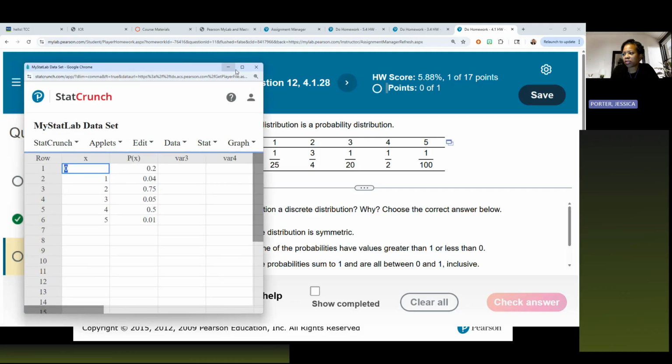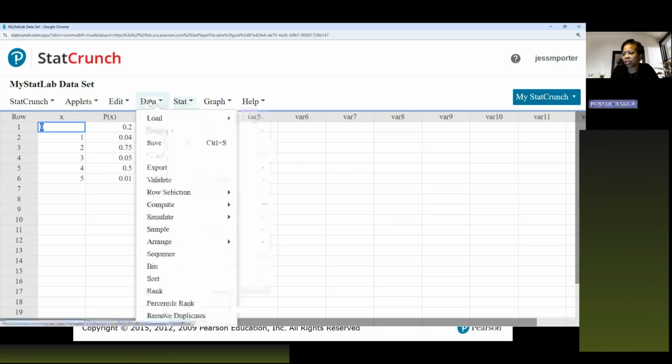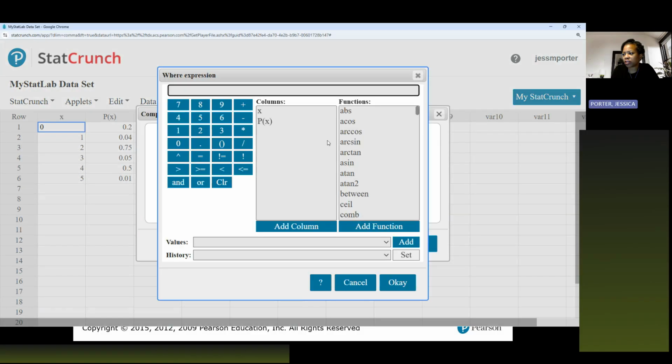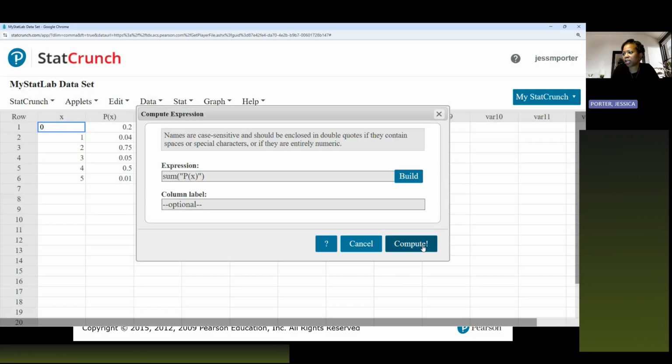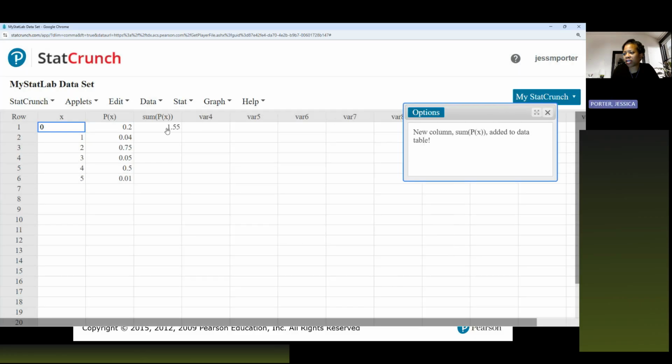And if you didn't want to add those together yourself, you can go to compute an expression, build, and we're looking for the sum of P of X. And okay, and compute. And so they've added this column here, 1.55, so that's greater than 1. Yeah, I think this is pretty interesting.